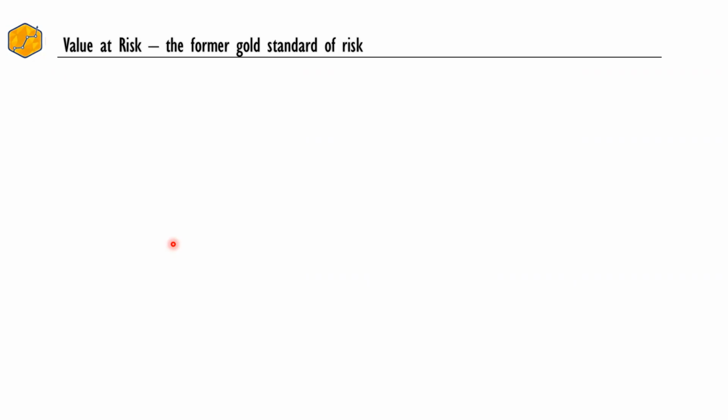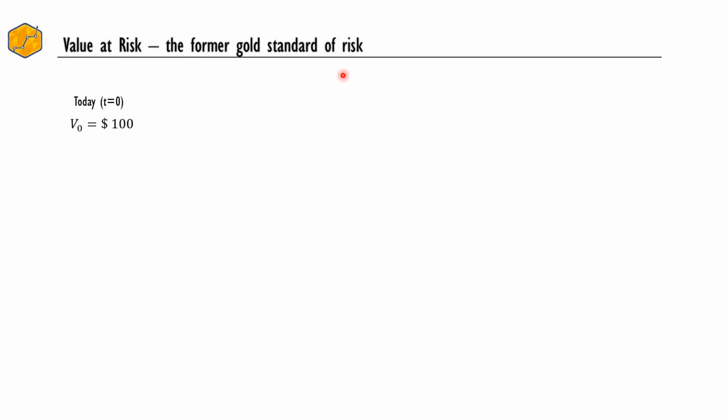Okay, a brief background of value at risk. It was the gold standard of risk. Today also it is. I mean, we are not using value at risk, we are using expected shortfall because of some shortcomings. But for many, many years, value at risk was the gold standard of risk. What is value at risk?